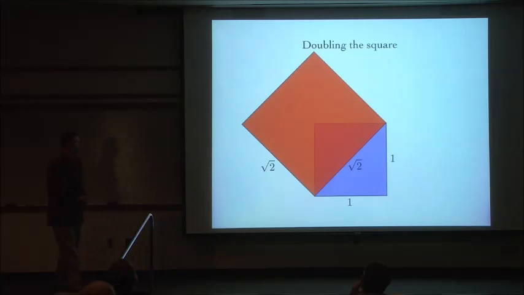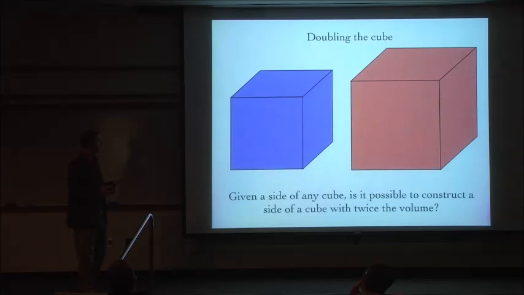And so this red square has twice the area of the original square. So doubling the square is almost trivial, right? Very easy. I mean, we do have to draw the square. But it's very easy. And so you'd think it might be just as easy to double a cube.